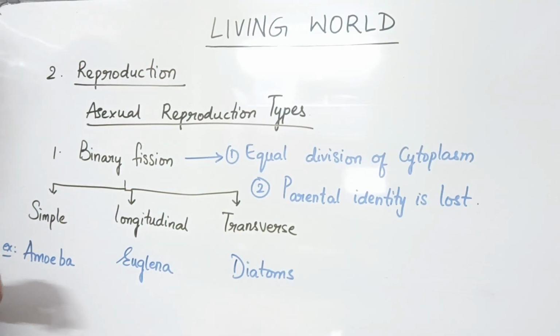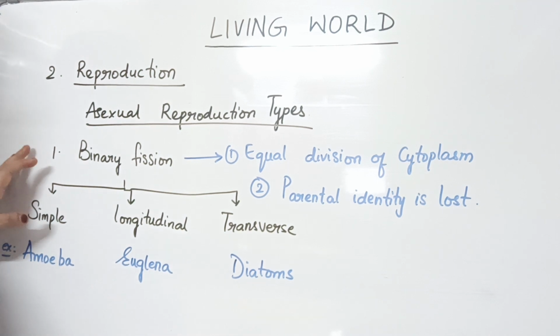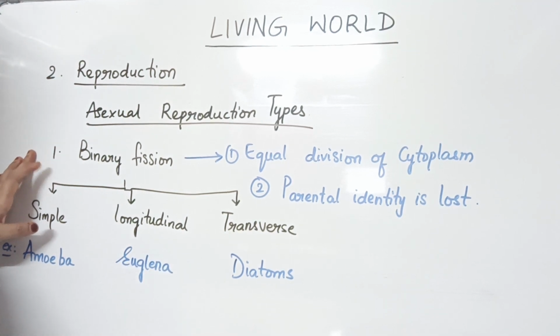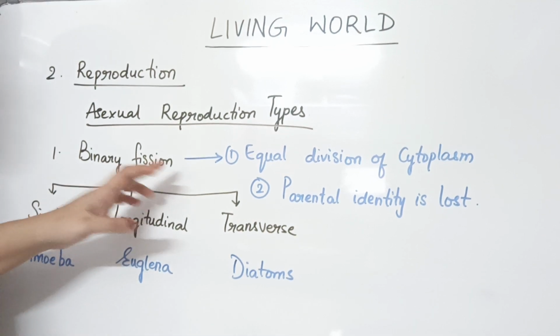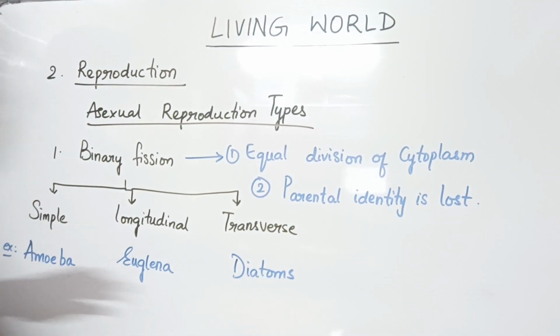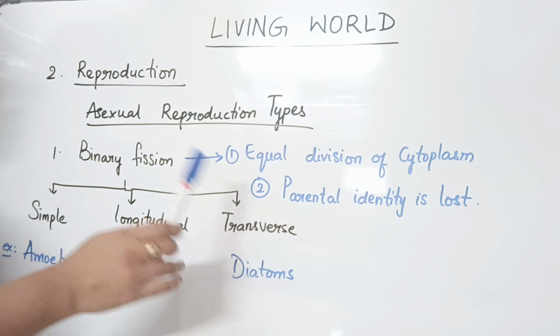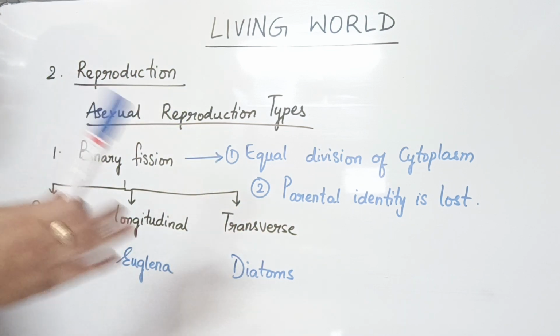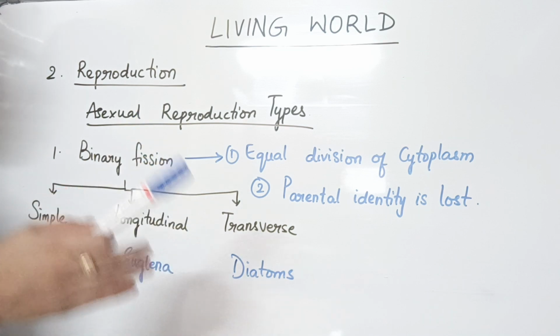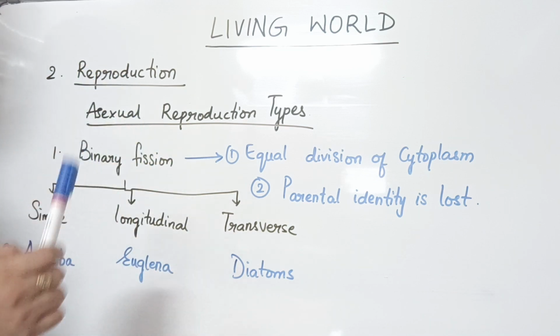Now, asexual reproduction is again of different types, and the first one we'll study is binary fission, right? In binary fission, there will be an equal division of cytoplasm. That means the cytoplasm divides equally such that it loses the parental identity. We cannot distinguish between the parent and the offspring, right? That much identical features we can find in both the parent as well as the offspring.